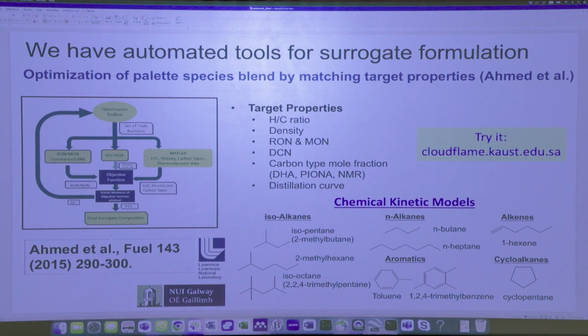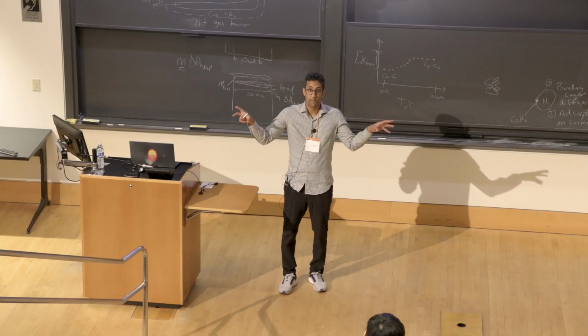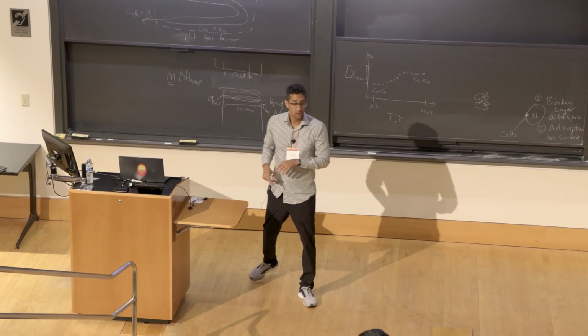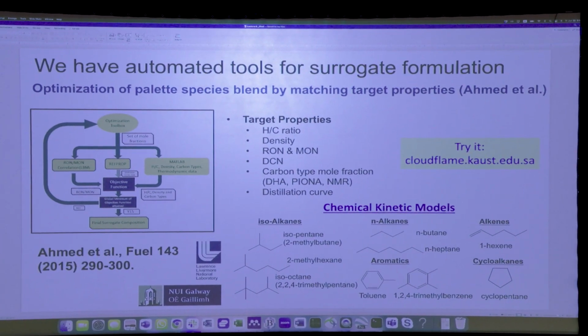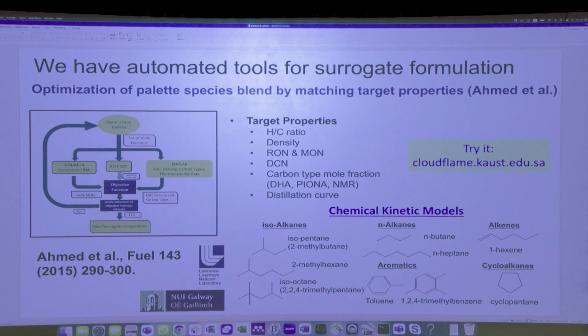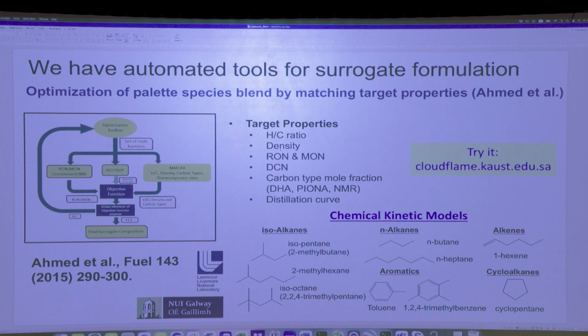So groups like at Livermore, Galway, KAUST, Aachen, we build models for all these representative compounds. We might have a surrogate. This surrogate is 3, 6, 10 species. Nowadays you could have surrogates of about 15 to 20 species. And then you mix and match these components to reach a mixture that matches the representative target properties of your gasoline. So I can mix these components to match the HC ratio, the density, the octane number, the research octane number, the motor octane number, and to match a real gasoline.